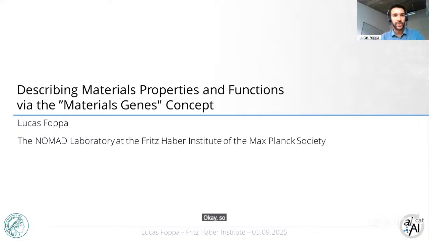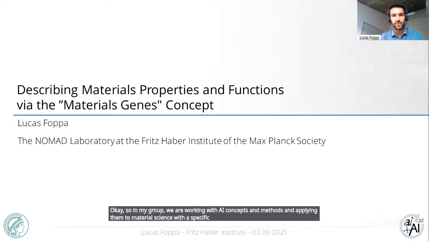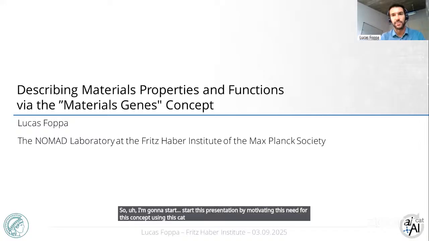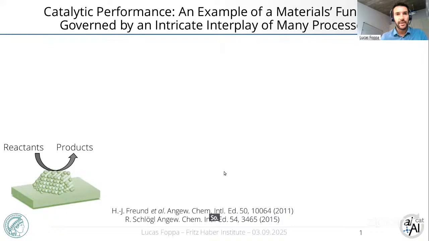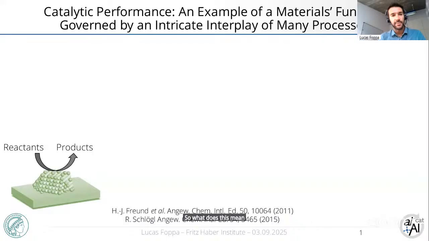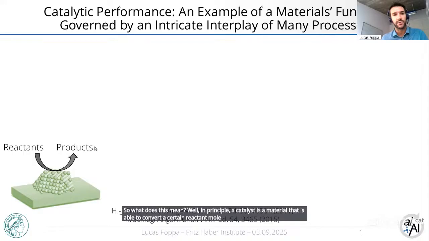Okay, so in my group, we are working with AI concepts and methods and applying them to material science with a specific focus on heterogeneous catalysis. So I'm going to start this presentation by motivating the need for this concept using catalysis. So why do we look at this materials function? Because the catalytic performance is an example of a materials function that is governed by an intricate interplay of many processes. So what does this mean? Well, in principle, a catalyst is a material that is able to convert a certain reactant molecule to certain products of interest, no?